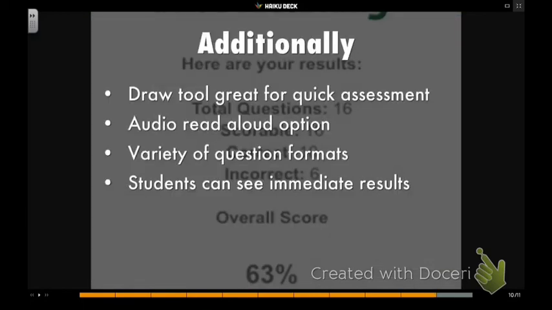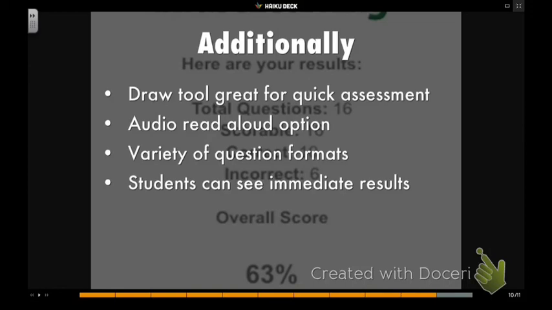Additionally, just a few other highlights. The draw tool for a quick assessment is really nice because students are working on their iPad showing their work. Then we can actually post those up to the screen to go back and review how students did and compare their work, and they really did enjoy that. There is an audio read aloud option, so the questions can be read aloud. There are a variety of question formats to use, and students can't see immediate feedback as far as I got this question wrong unless I actually project it onto the screen.